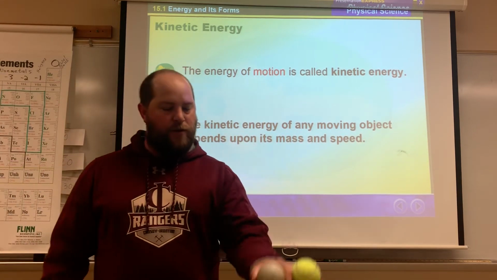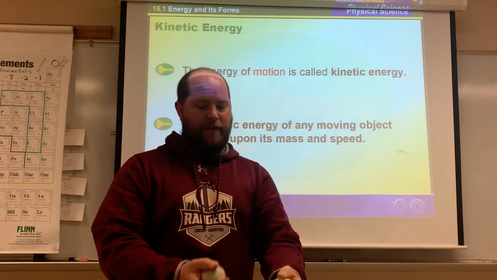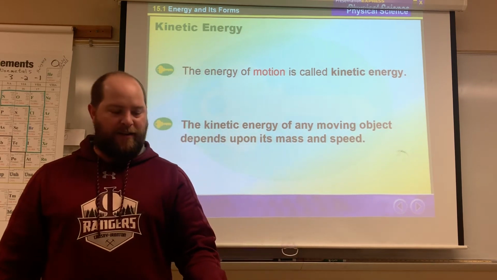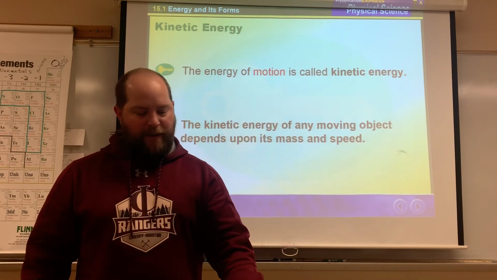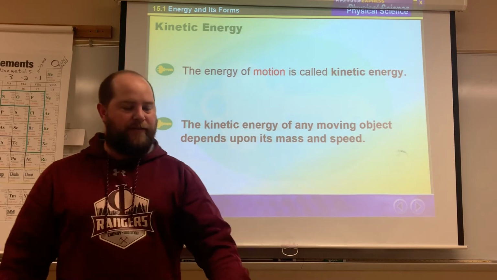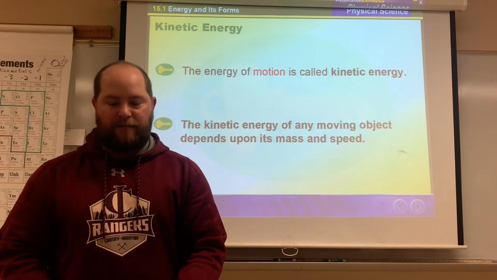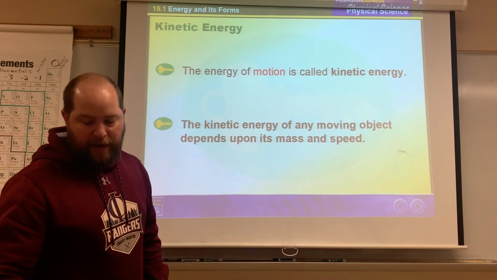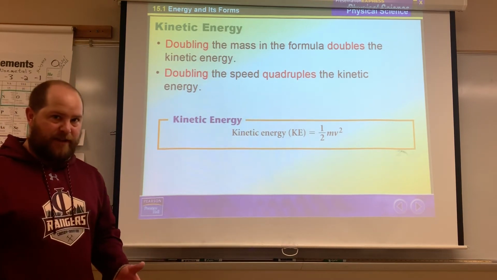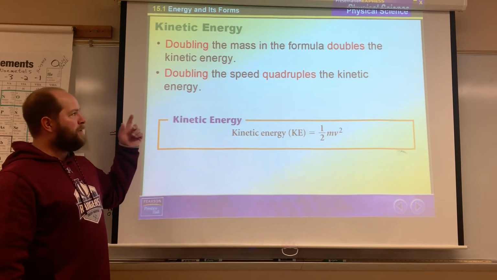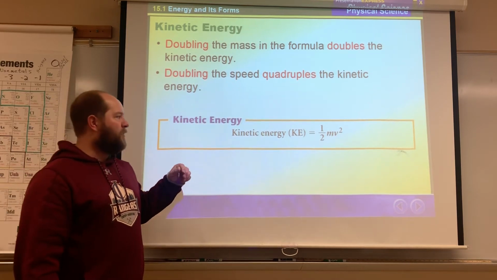So if I have two, this one's probably half the mass of this lacrosse ball. If I drop both of these, one of them is going to have more kinetic energy, and it's going to be the lacrosse ball, because it has more mass. You guys know that gravity is constant, so when you drop them, they fall at the same acceleration, the same rate of change for speed. So doubling the mass in the formula doubles the kinetic energy. Or if you double the speed, it's going to quadruple the kinetic energy. I'll show you guys that with a couple examples here.